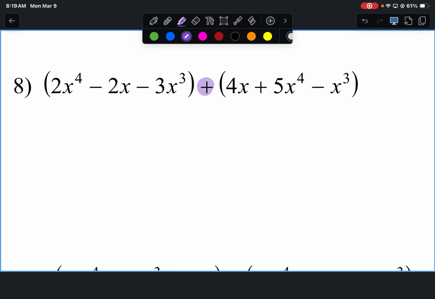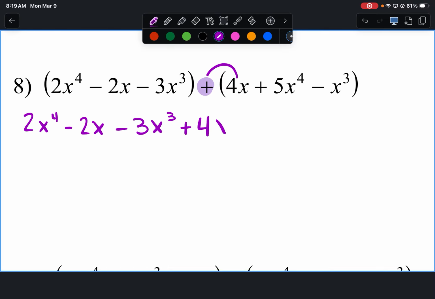You add. When we add, does it change anything in that first polynomial? So we'll just bring that down. So we get 2x to the 4th minus 2x minus 3x cubed. Now, when we add, do our signs change? No. Because a positive and a positive is a positive. But a positive and a negative is a negative. Now, to write our answer, we do standard form, right?